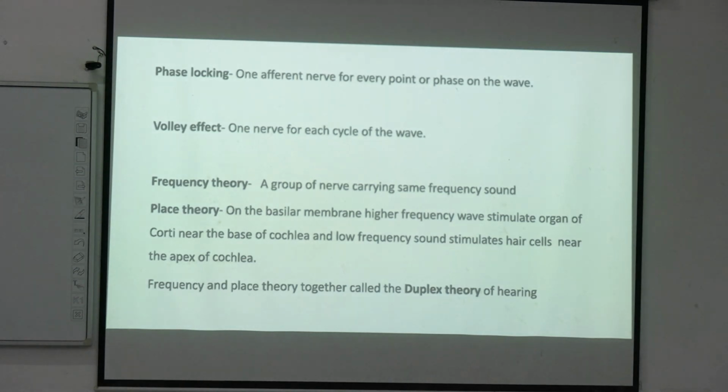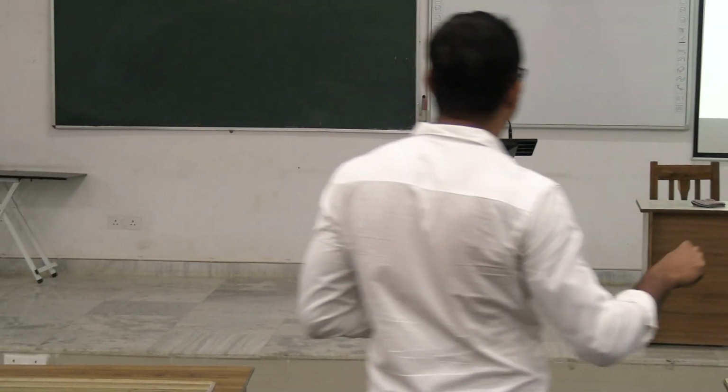Next is frequency theory. Frequency theory tells that your auditory nerve is not a single nerve. There are lots of nerve fibers, and the collection is the auditory nerve. It says that for a particular frequency you have a group of neurons. For 20 Hertz there are some neurons, for 5000 Hertz some, for 3000 Hertz some. So neurons are different to detect different frequencies of sound. So this is frequency theory.